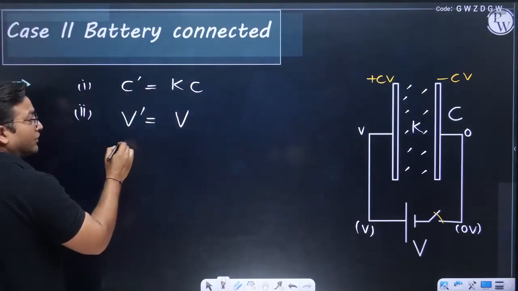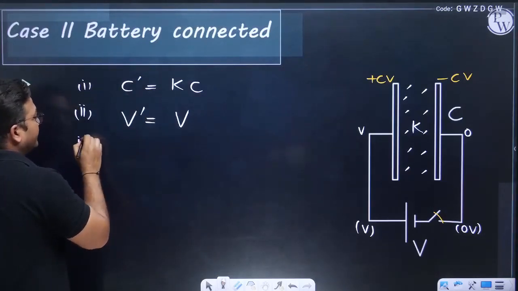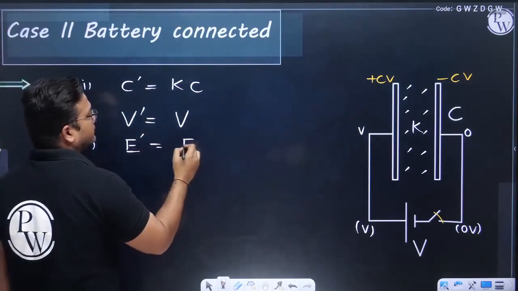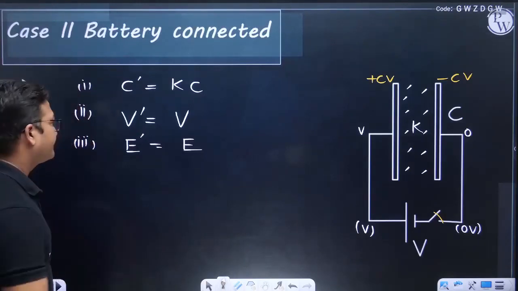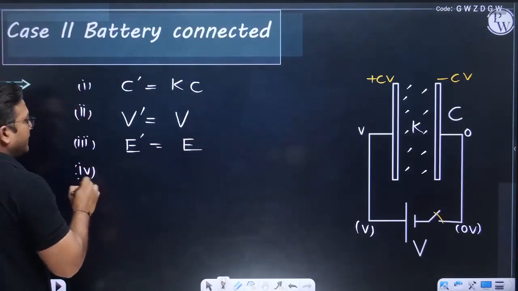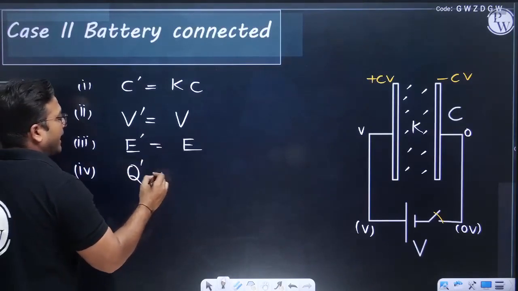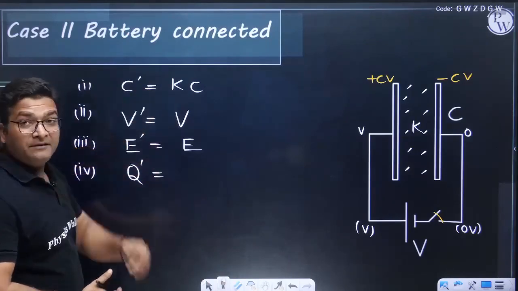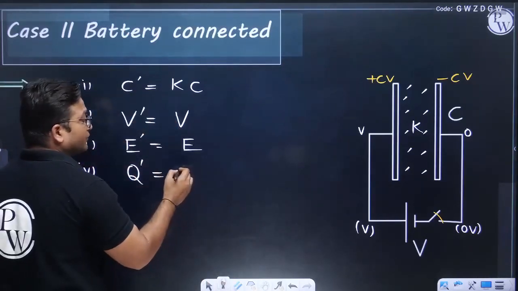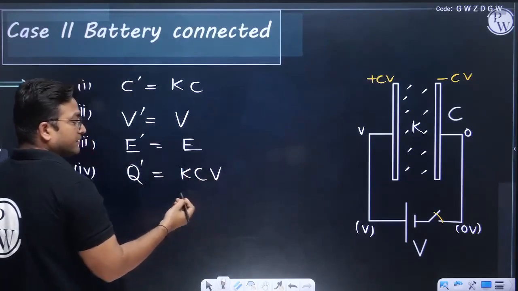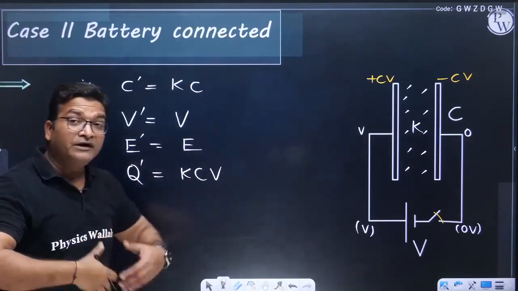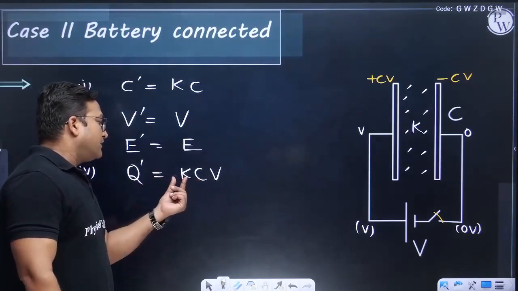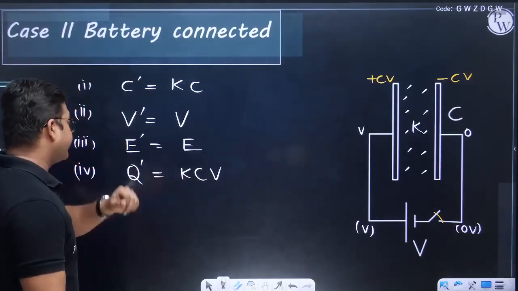If the potential is not going to change, obviously the electric field is not going to change. The new electric field is the same as the old electric field E. The new charge, as you know, the charge is equal to C times V. V is the same, but C is increased, so the new charge is going to be K CV, meaning the charge is going to increase by a factor of K.